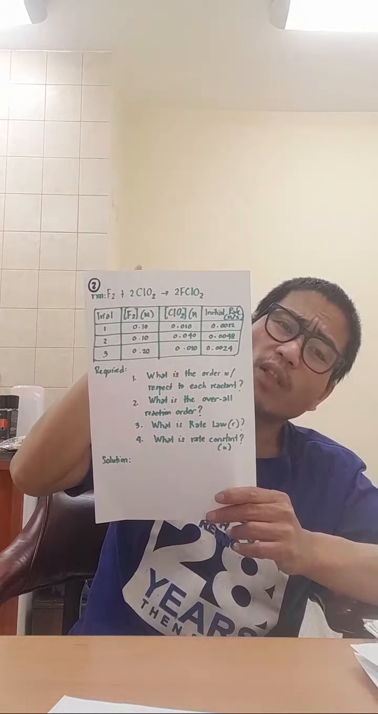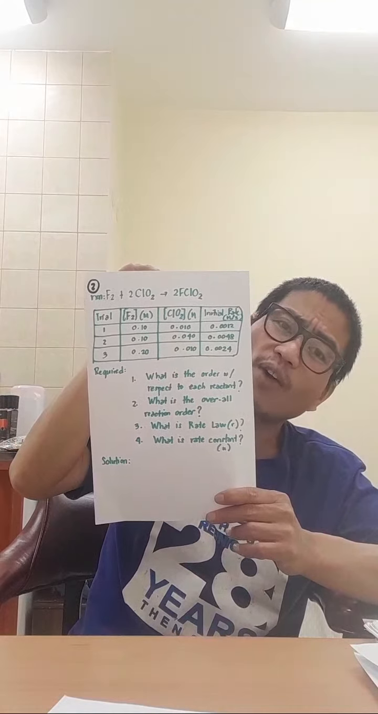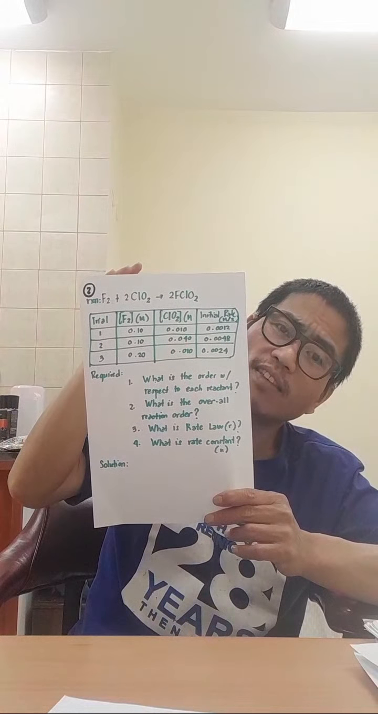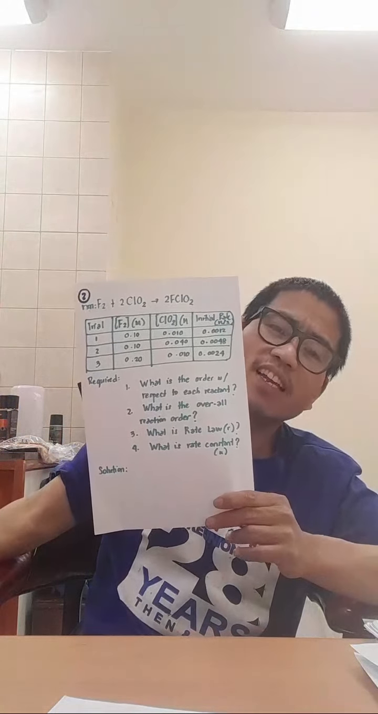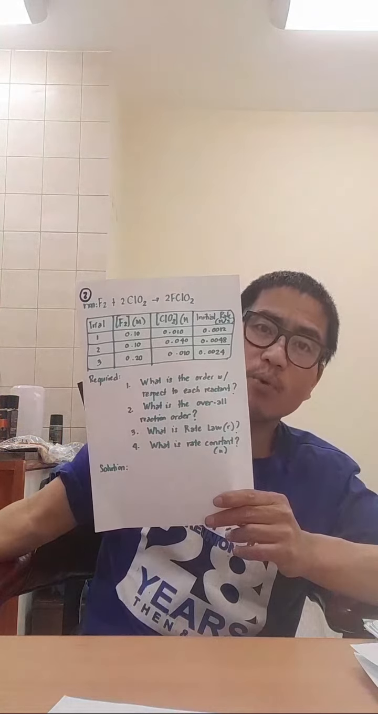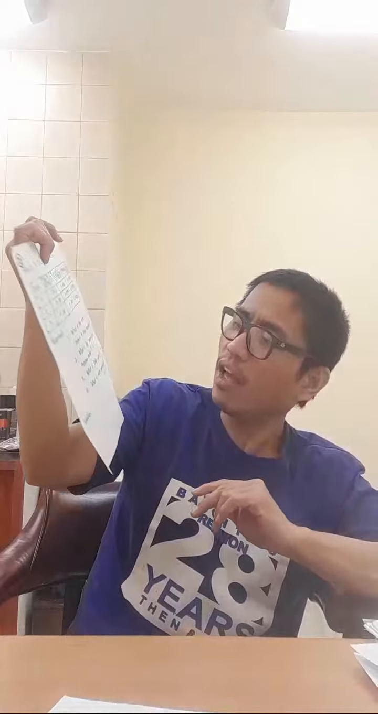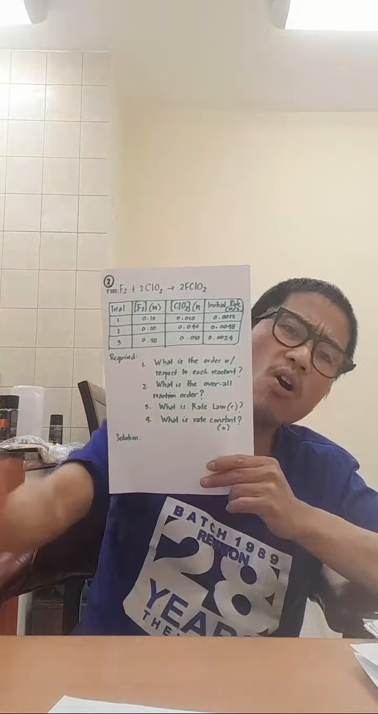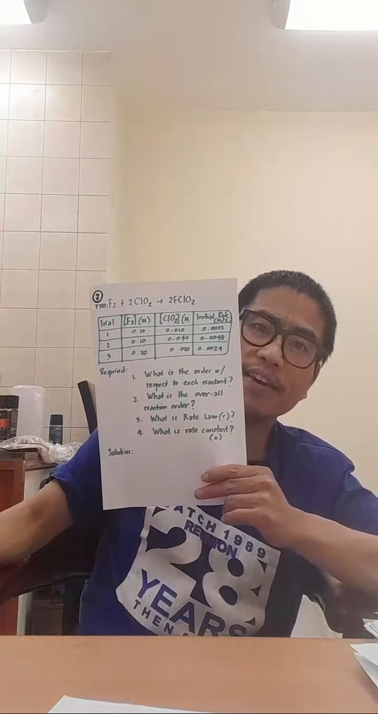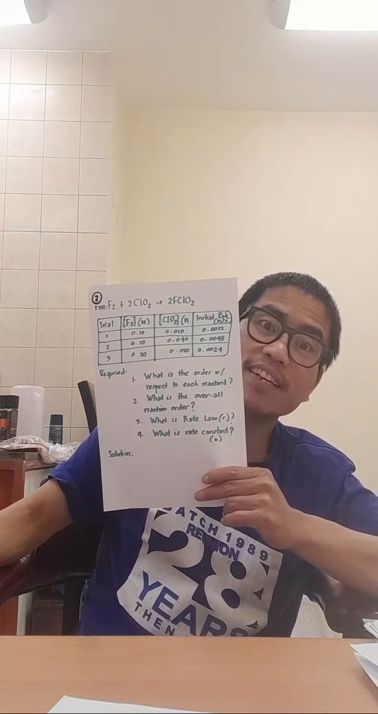All your rate law and rate constant, directly substitute the quantities, and refer that to trial 1, not to the last trial. Okay, the word initial is very important. Okay, like that. What is the rate constant? Again, if you solve the rate constant, it's all about the initial values, trial 1. Okay, that's the technique in solving this kind of problem.